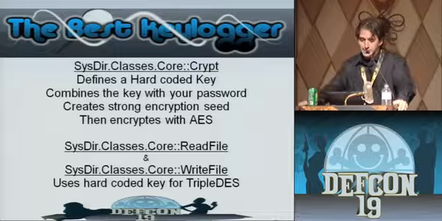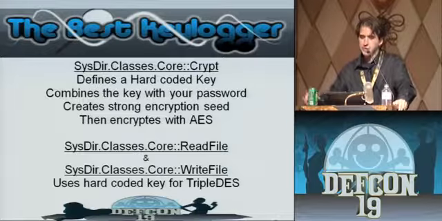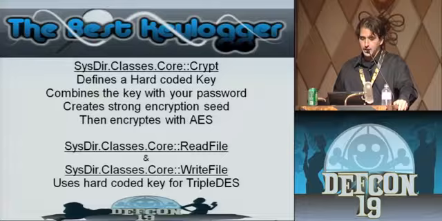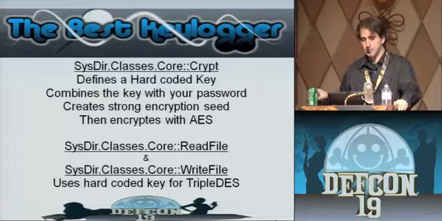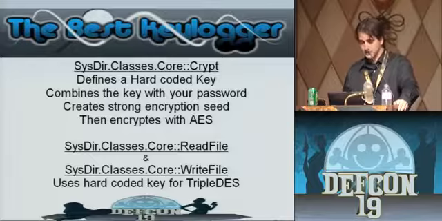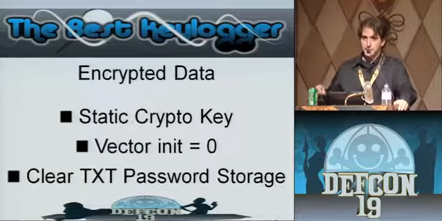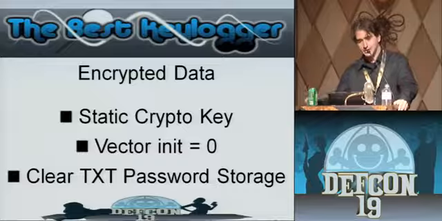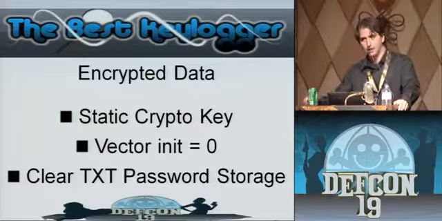So one of their classes, when you type in keys, it's encrypted. It uses a hard-coded key, combines this with your password. It then does AES. And there's another one where when it writes out, it uses triple DES, a bunch of hard crypto. However, in some of it, like the triple DES, it only uses a hard-coded key, it uses zeroed vectors, and it stores your password in the plain.